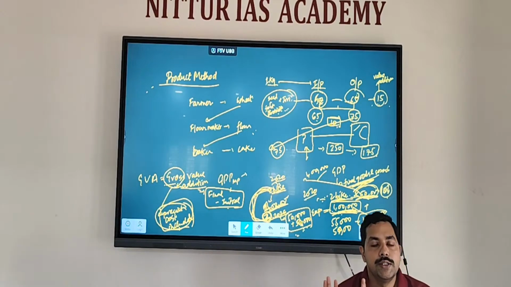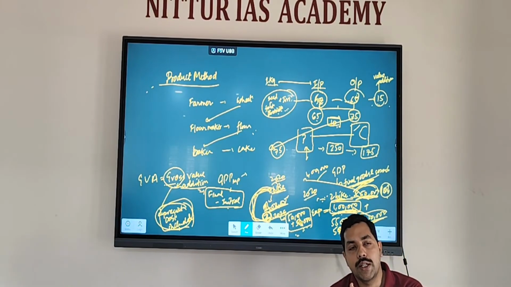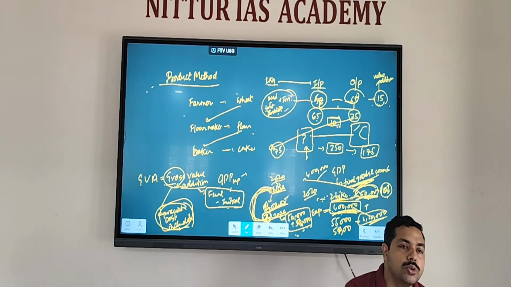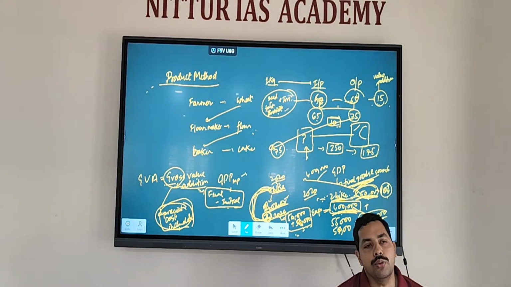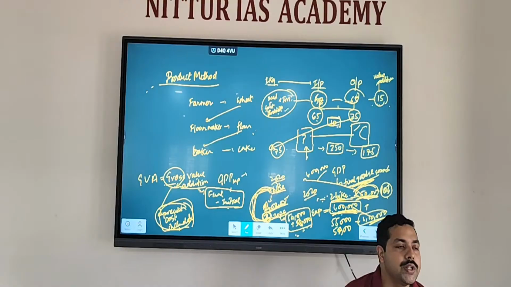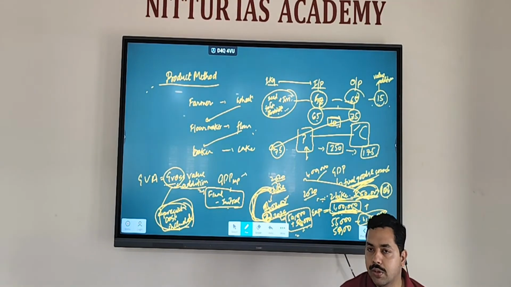So remember, GDP is trying to measure which side? Consumer perspective. GVA is trying to measure which one? Producer perspective. GDP is trying to measure which perspective? Consumer perspective. GVA is trying to measure which perspective? Producer perspective. So this is the basic difference you have to keep in mind with regard to GVA as well as GDP. Clear?